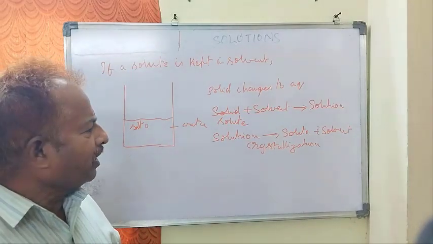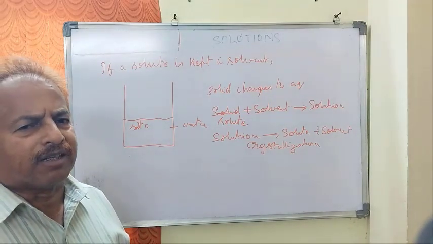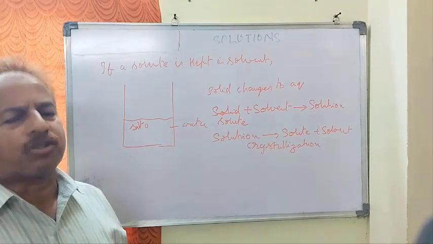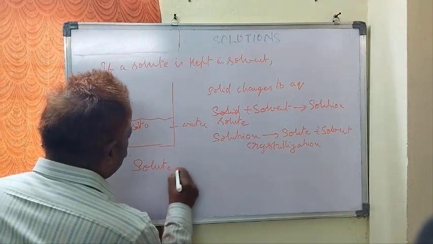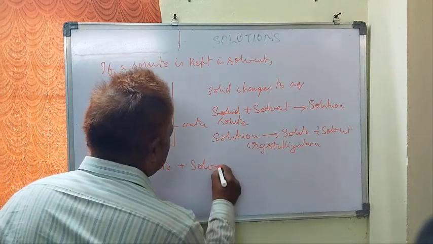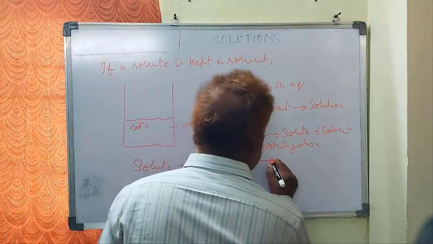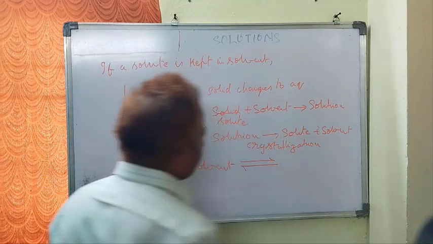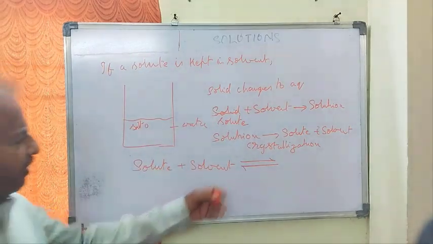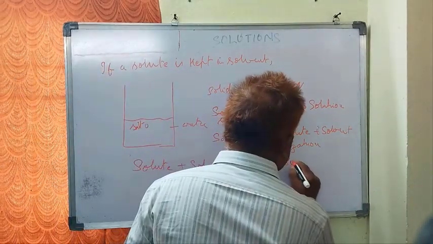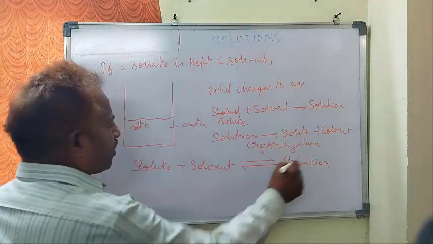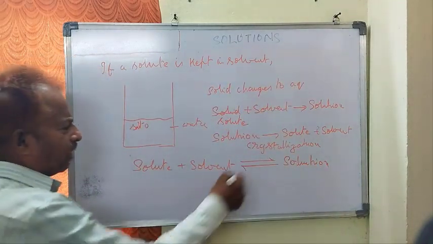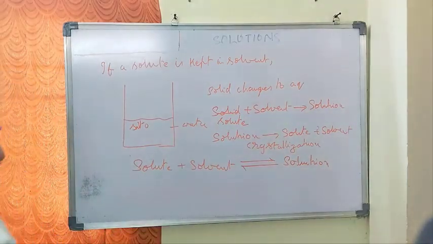Therefore we say that there exists an equilibrium between solute, solvent and solution. So this is solute plus solvent gives solution, and this is an equilibrium. Equilibrium is represented by a double-headed arrow. The forward reaction is solubility and the backward reaction is crystallization.